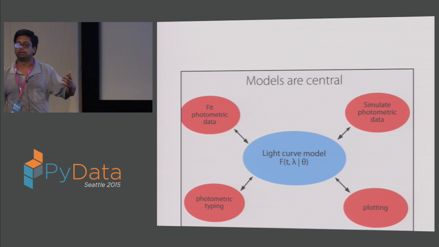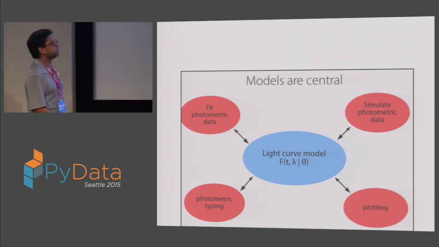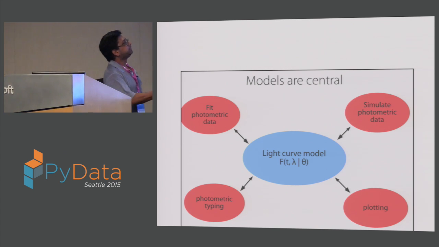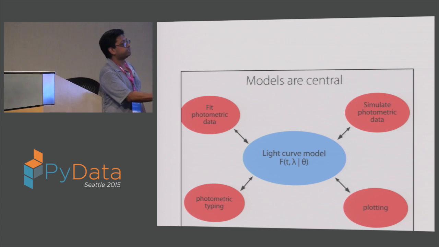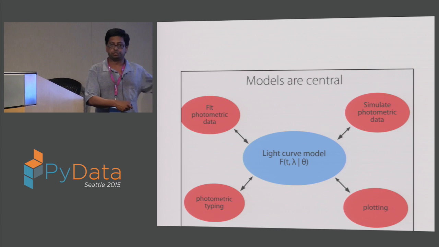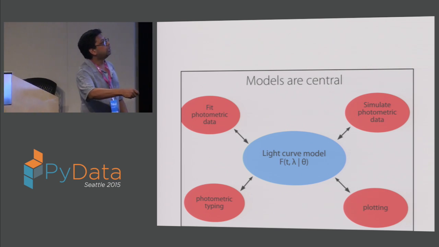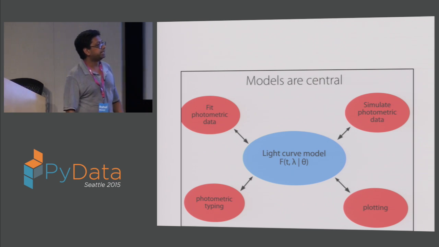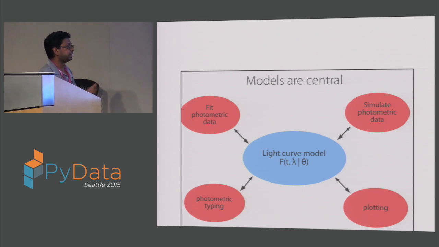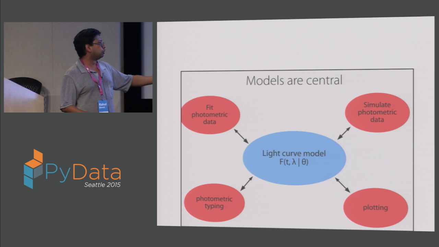For example, I'll show you an example of the SALT model, and theta are parameters that define the SALT model. Once you have that, you can take photometric data and fit that, giving you those parameters of the SALT model, which should tell you how bright the supernova intrinsically was. You can simulate photometric data. You can plot light curves or data, and you can use this for photometric typing or photometric redshifts.